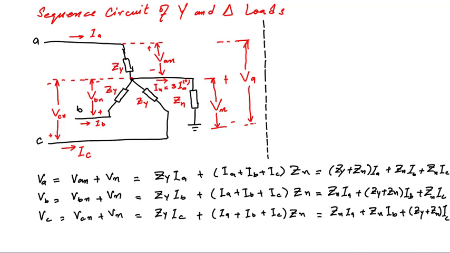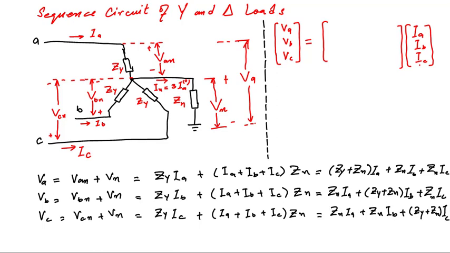The left side of the equation is the phasor voltage vector, that is VA, VB, VC, three phasor voltages, and the right side can be written as the product of the impedance matrix into the phasor current vector. That impedance matrix will be: first row Zy plus Zn, second entry Zn, third entry Zn, similarly second row, third row. So here we can see the impedance matrix is a symmetric matrix. Here we can write these three matrices with their identifiers.